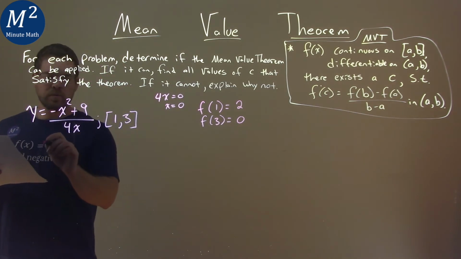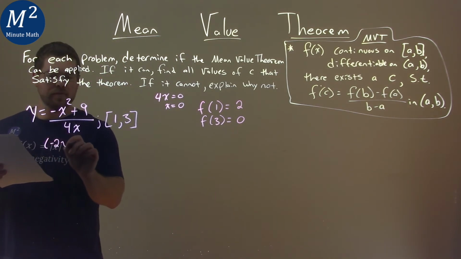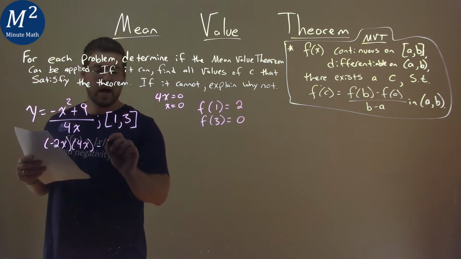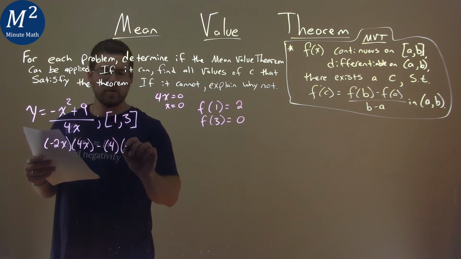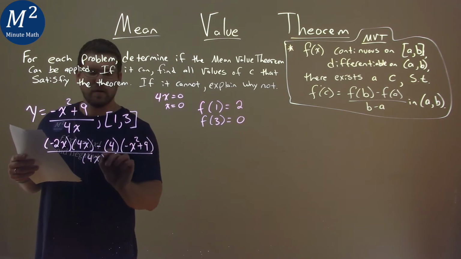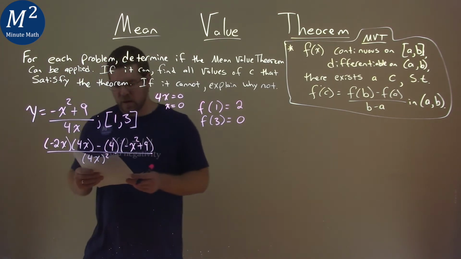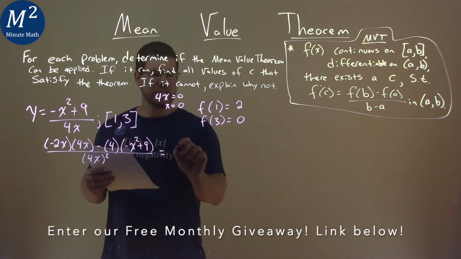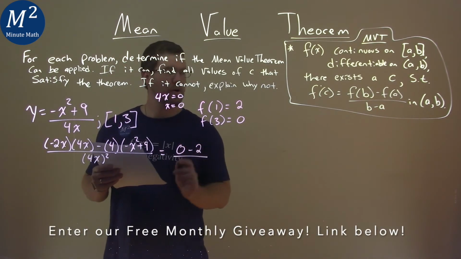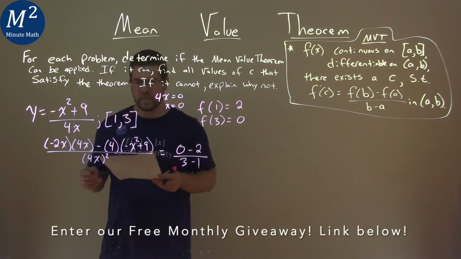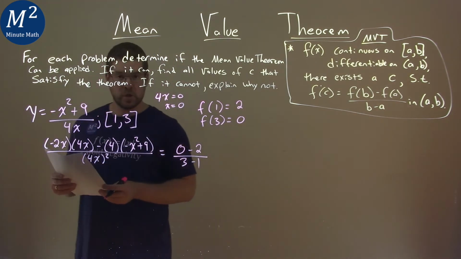Using the quotient rule, derivative of the numerator, which is negative 2x, times the denominator, 4x, minus the derivative of the denominator, which is 4, times the numerator, negative x squared plus 9, all over our denominator, 4x squared. From there, we set that equal to f of b minus f of a, which is 0 minus 2, over b minus a, 3 minus 1. Now it's time to simplify and solve.